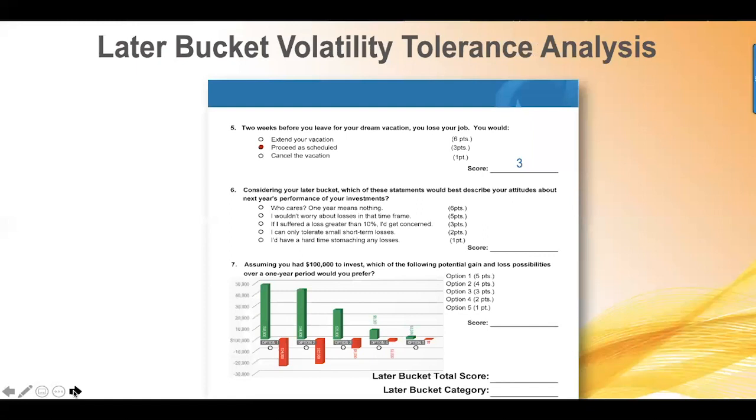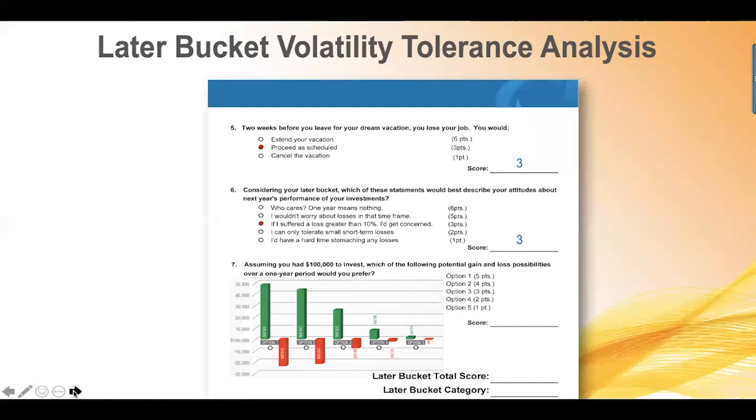Considering your later bucket, which of these statements would best describe your attitude about next year's performance of your investment? Who cares? 1 year means nothing. I wouldn't worry about losses in that time frame. Or maybe if you suffer more than 10%, you're concerned, only tolerate short-term losses, or you'd have a hard time stomaching any losses in the later bucket. I don't know about you, Dave, but I think that when you get to that 10% threshold, that's probably the point where I start to get concerned. What do you think? Yeah, I'd say concerned.